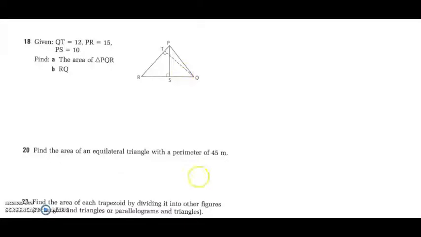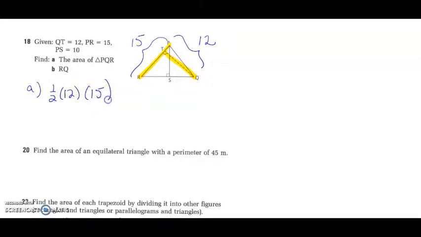When I look at this diagram, I immediately want to focus on the perpendiculars. They gave me PS, they gave me QT, and they gave me PR. So the two segments that are perpendicular that I know the lengths of are QT and PR. That's what I want to focus on. So the area is 1/2 of 12 times 15. 60 plus 30 is 90.